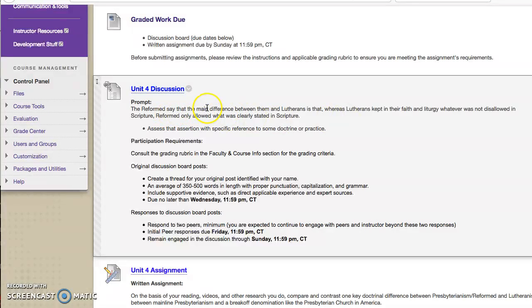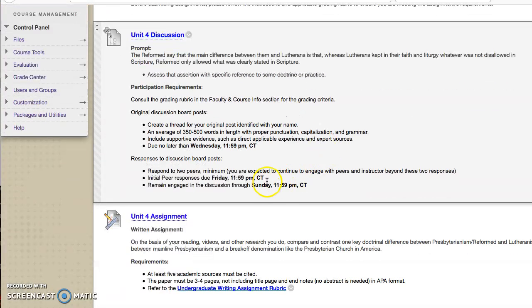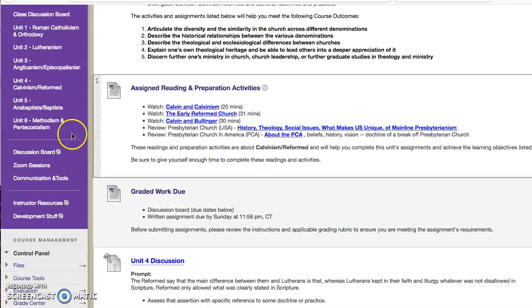The Reformed say that the main difference between them and Lutheranism is that whereas Lutherans kept their faith and liturgy in whatever was not disallowed in Scripture, the Reformed only allowed what was clearly stated in Scripture. And that's, again, an item that has to do with authority. And so we will ask them to consider, again, that kind of concept. And then the unit assignment is, again, a compare and contrast between either Presbyterianism or the Reformed Church and Lutheranism, or between mainline and breakoff versions of the Presbyterian Church.